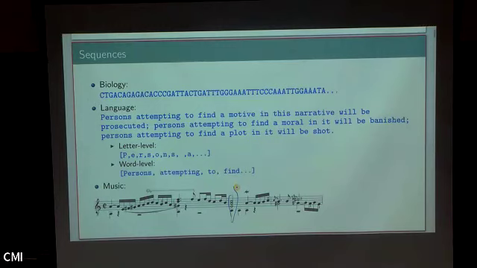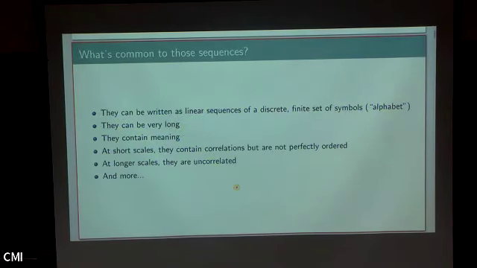So the state of the art is really advancing, but we are talking about biology here. Okay, so what's common to all these sequences? Basically, all of them can be written as a linear form, and they are all drawn from a discrete finite set of symbols, which is called an alphabet.